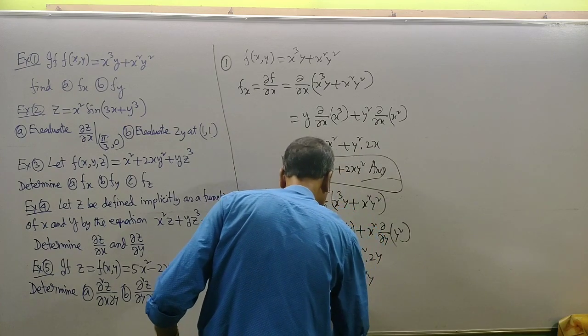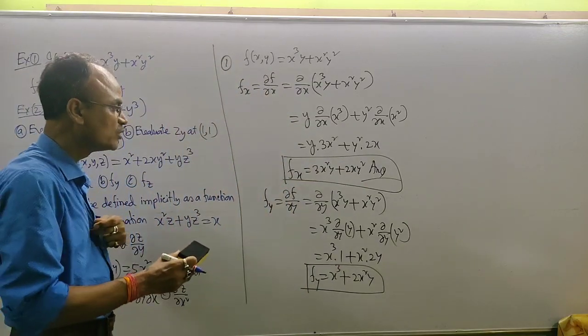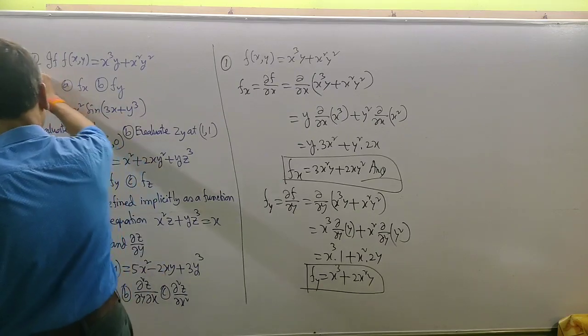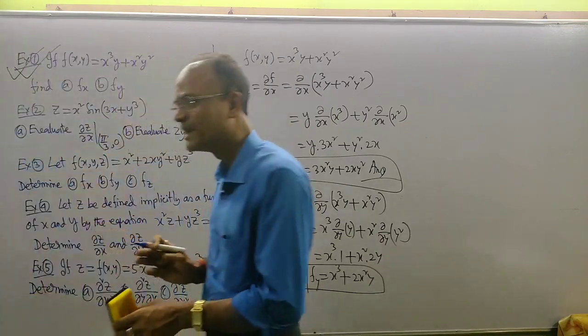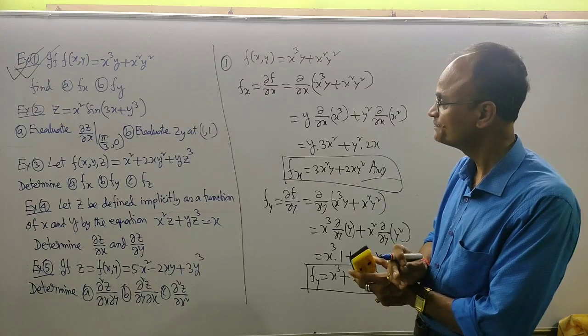This is that. x cube plus twice x square y. This is the answer. Therefore, we have solved number 1. Very simple question, number 1. Now come to number 2.